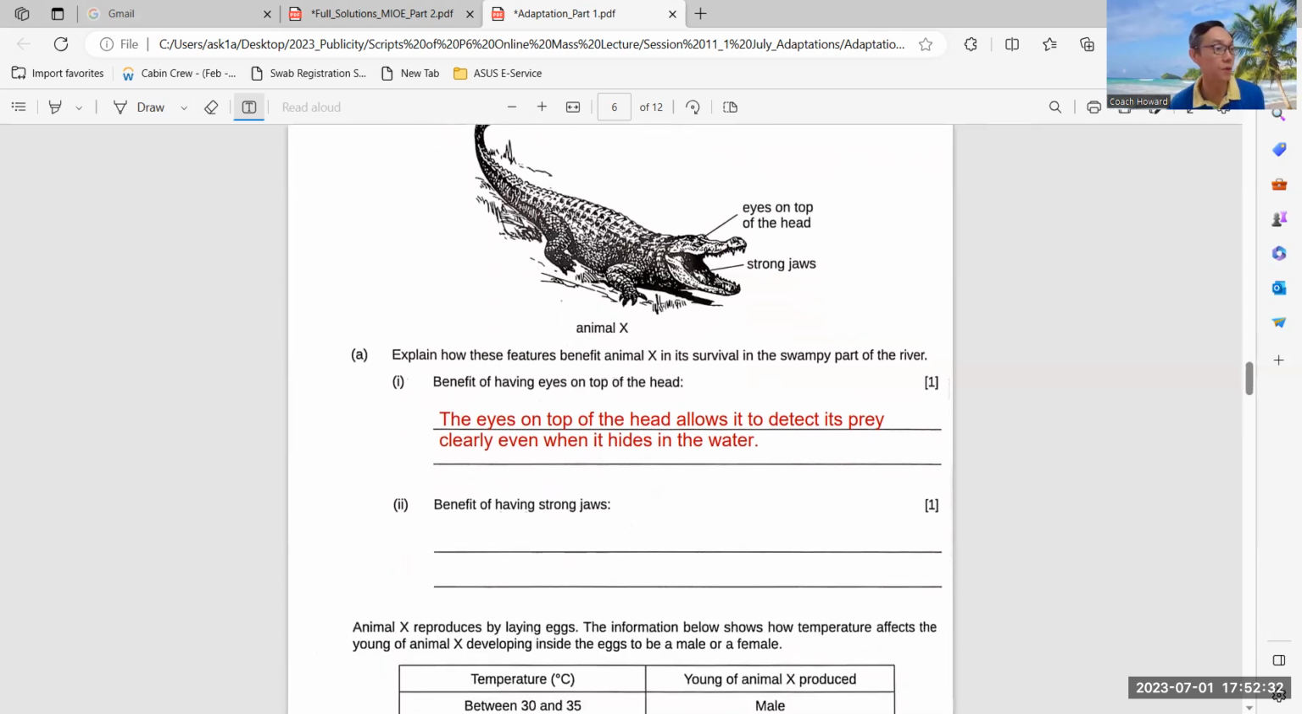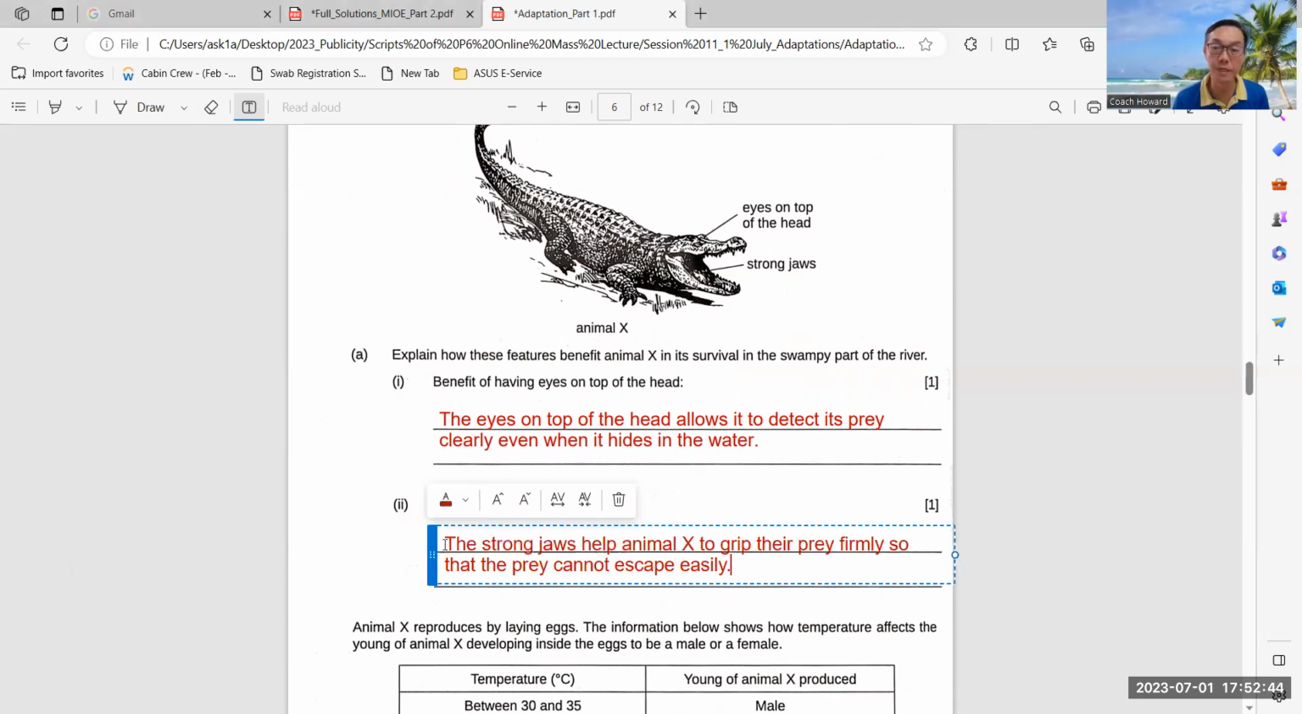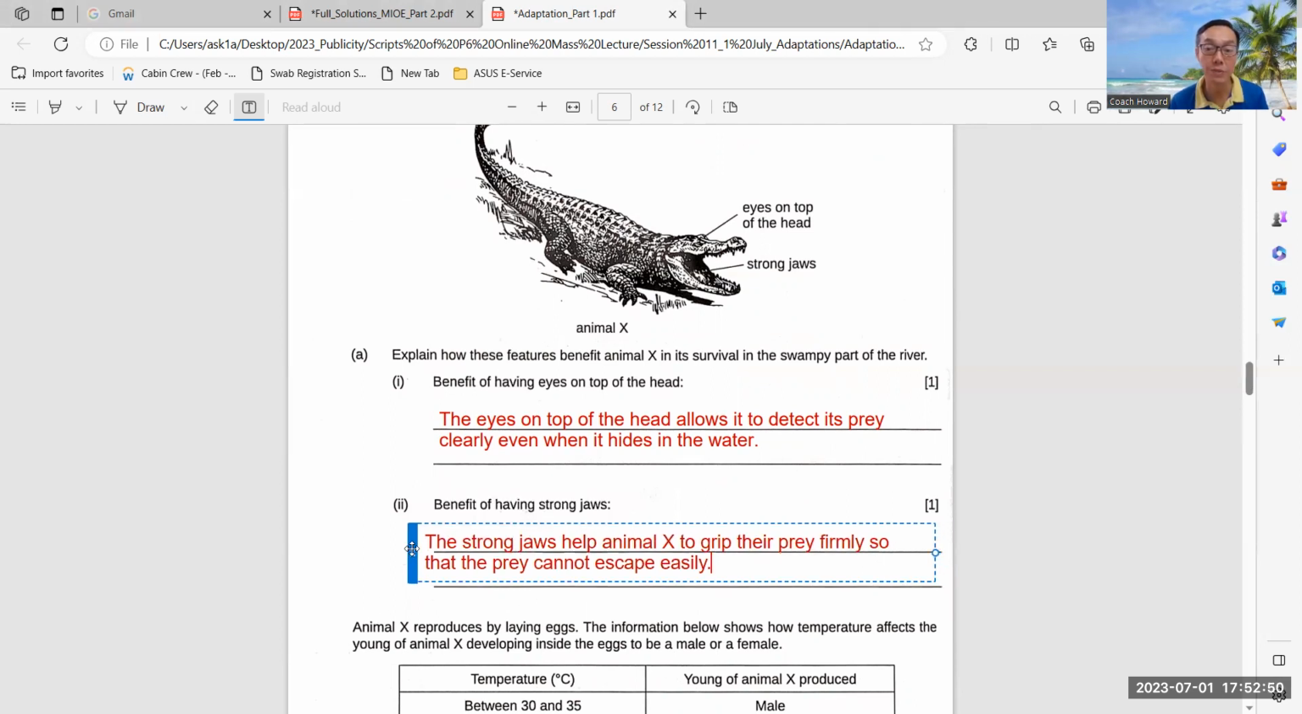Okay, strong jaws, of course, is to what? Grip the animal or prey firmly. In fact, if you go to the zoo, they say the crocodile has the strongest grip force in the animal kingdom. That's when they measure the pressure. When the crocodile holds on to its prey, it has the strongest grip force.